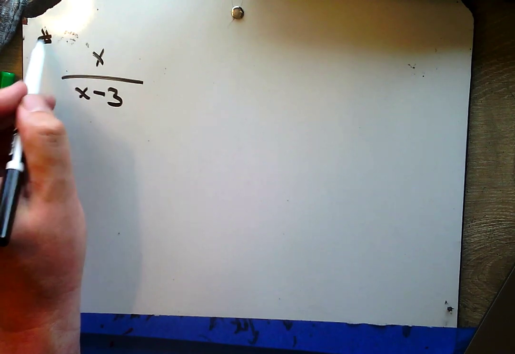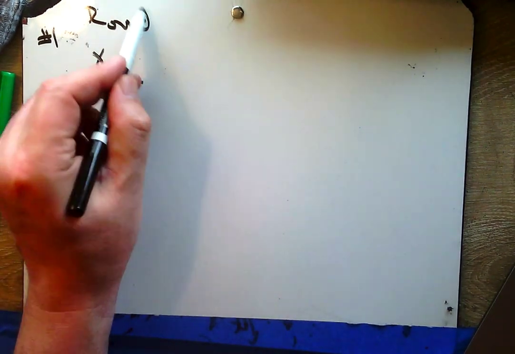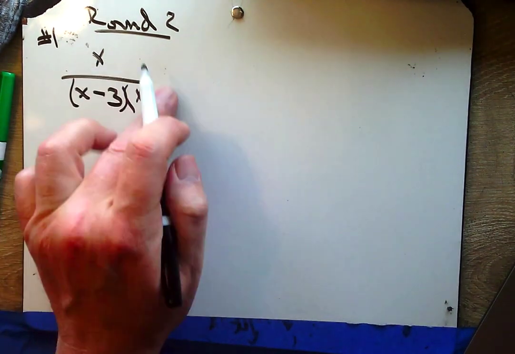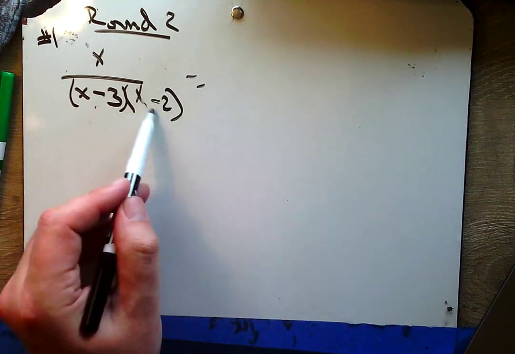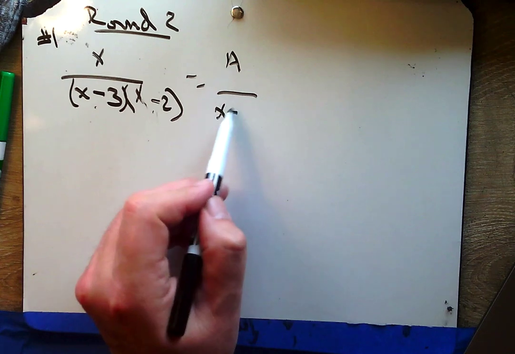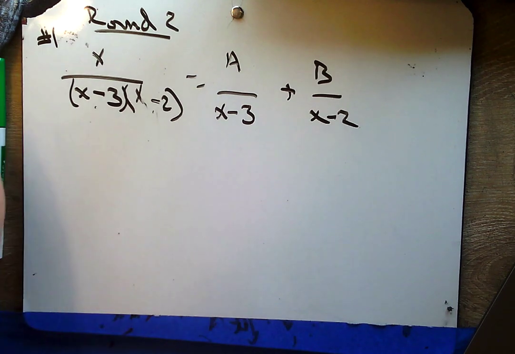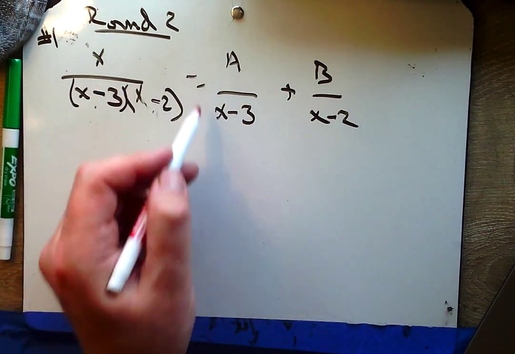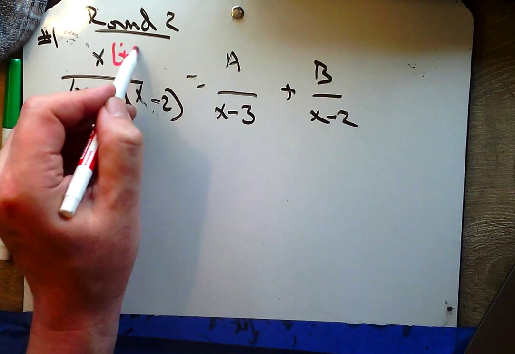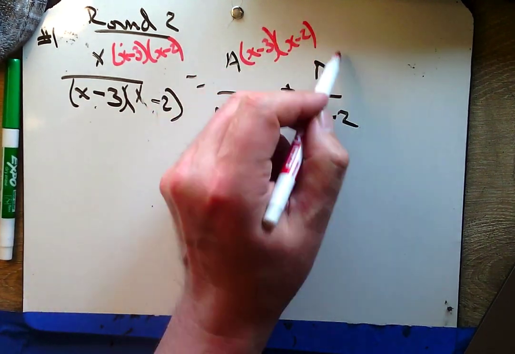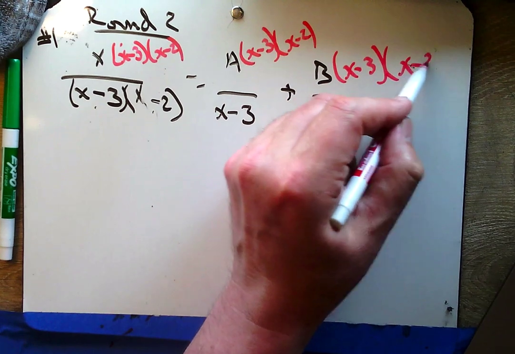Round 2 is partial fraction decomposition. So how about x over x minus 3, x minus 2? This is problem number 1 in round 2, by the way. This is what I need to decompose. Because I have these non-repeated linear factors, I'm going to have something like this as my setup. Don't forget to multiply everywhere by the least common denominator. This is always the least common denominator. So x minus 3, x minus 2, x minus 3, x minus 2, x minus 3, x minus 2.